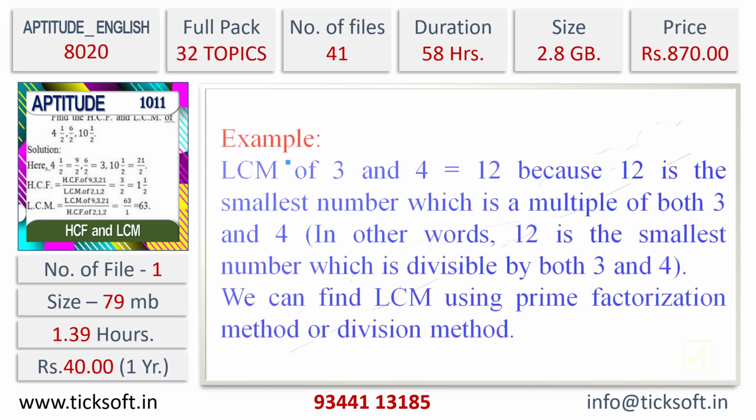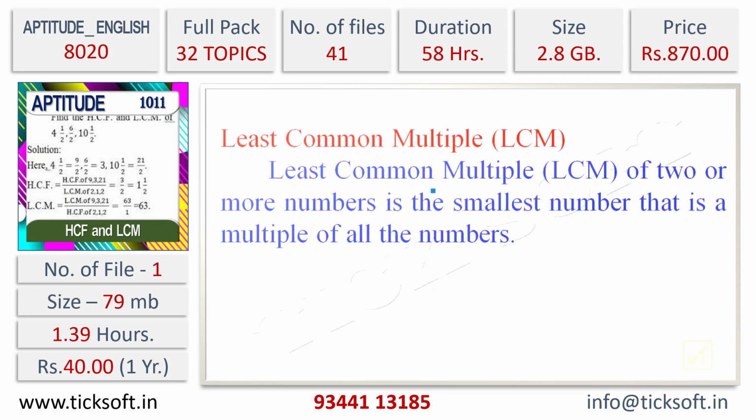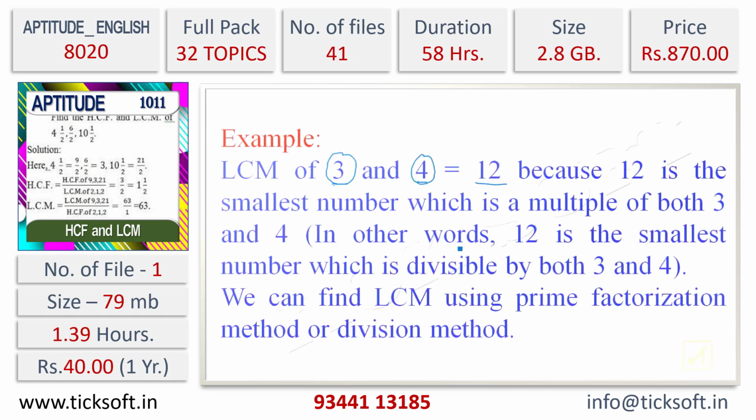Now we are going to see one example for finding the LCM of two numbers. For example, let us find the LCM of 3 and 4. The LCM of 3 and 4 is 12, because 12 is the smallest number which is a multiple of both 3 and 4. By the definition, we know that the LCM of two or more numbers is the smallest number and also a multiple of the given numbers, isn't it? So 12 is the smallest number and at the same time a multiple of both 3 and 4. In other words, 12 is the smallest number which is divisible by both 3 and 4.